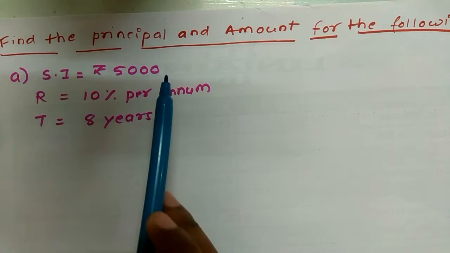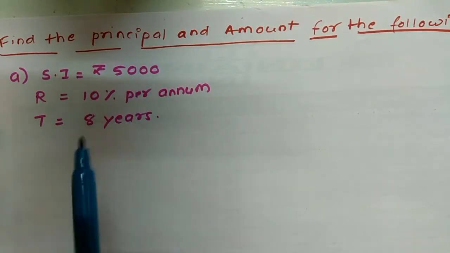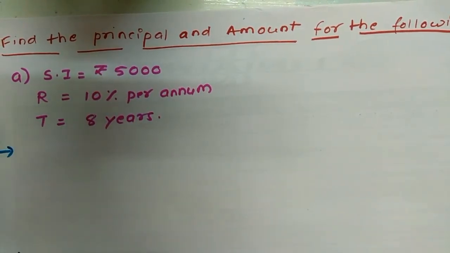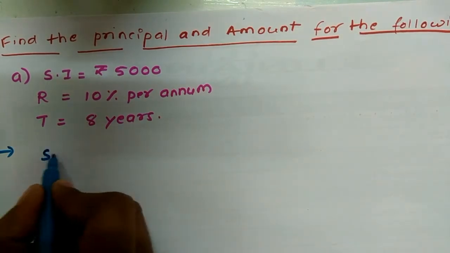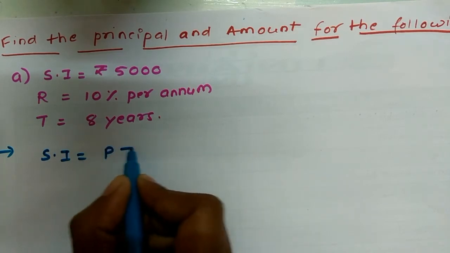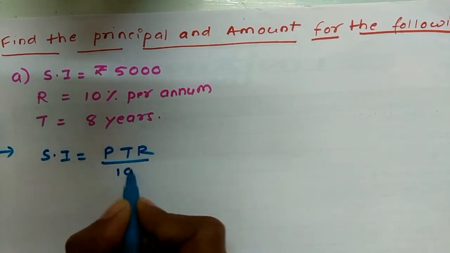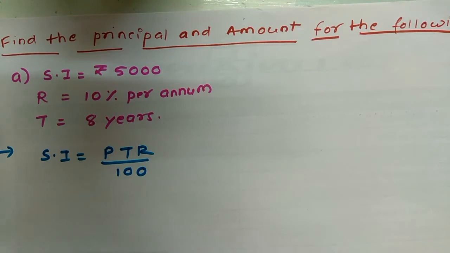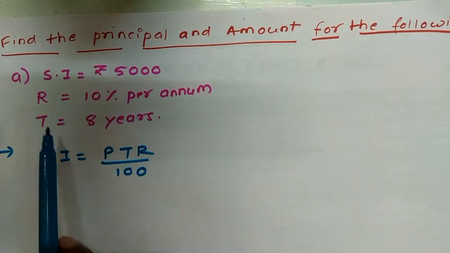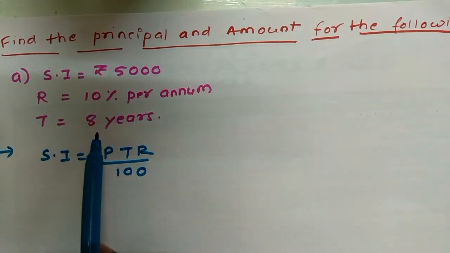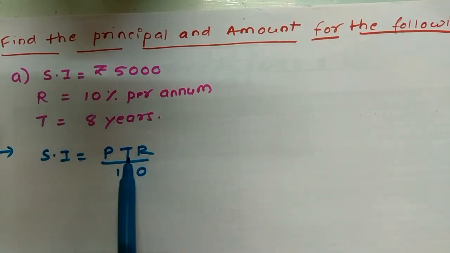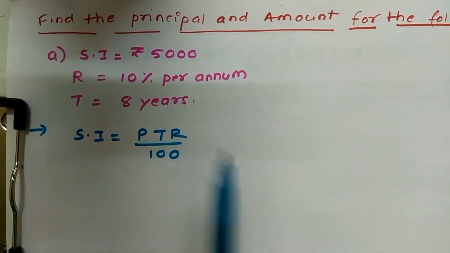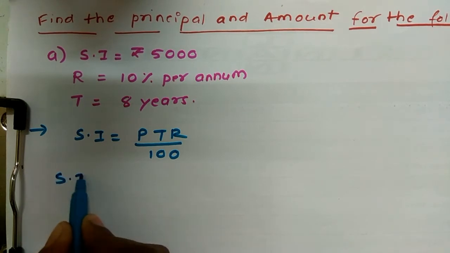So here, first we'll focus on how to find the principal. You will recall the formula in which we have the principal. In the simple interest formula we have SI equals P into T into R upon 100, and you can see here SI is given as 5,000, rate of interest 10%, and T is given as 8 years. R and T we have, and 100 is constant. So you can easily find the unknown P.